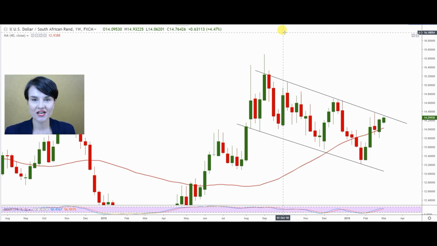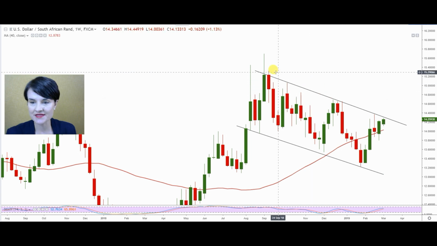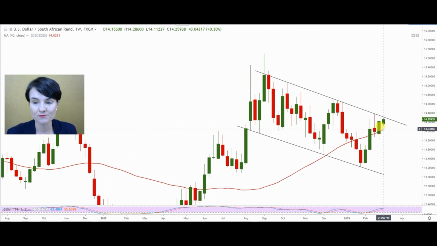Good day. Kevin asked us to kick off with the rand against the American dollar, and we can see that it's still caught within that descending channel. It's changed that red line, which represents the 40-week moving average, into a support, and that is seen as positive. Technically, when the rand can change that 1428, which is that upper band, the resistance, into a support, we can see more weakness in the rand.